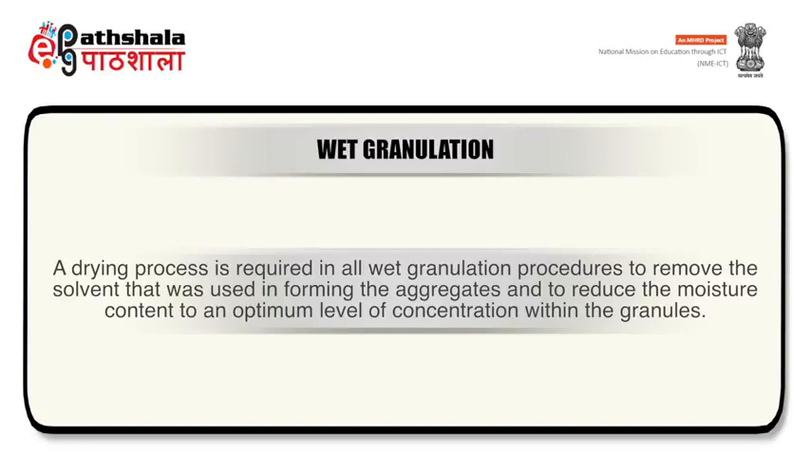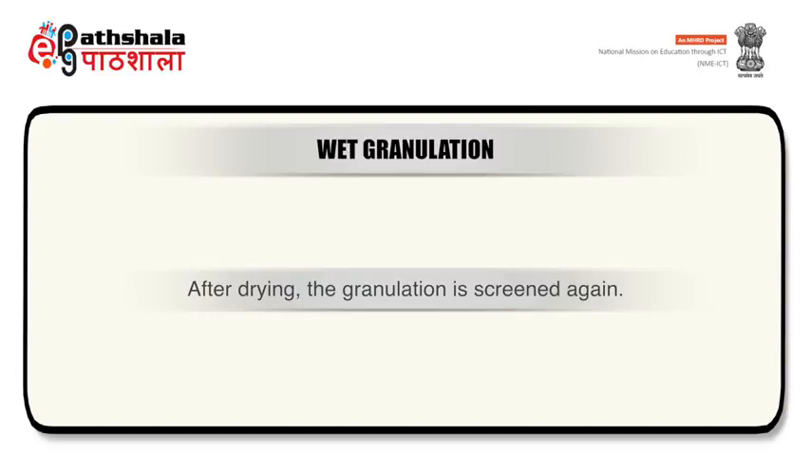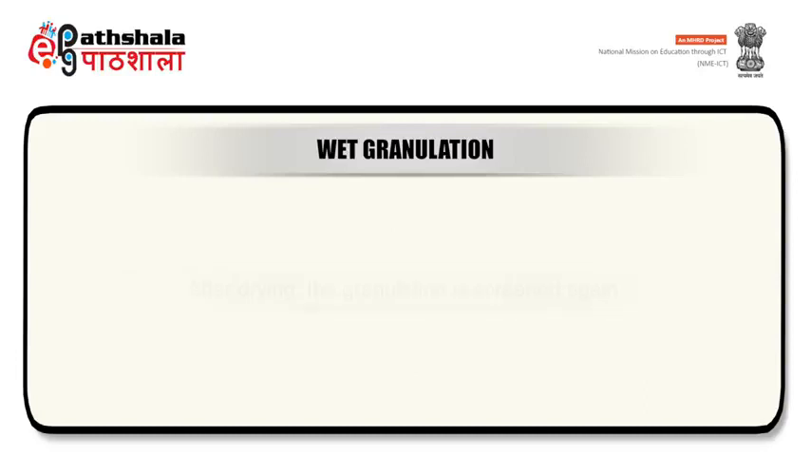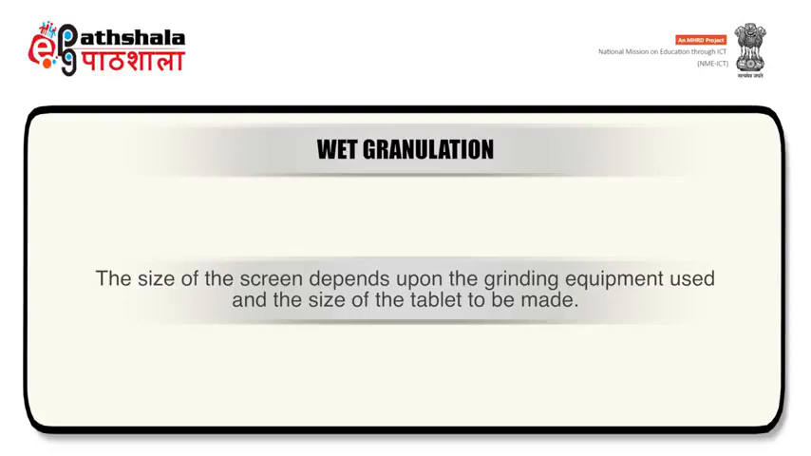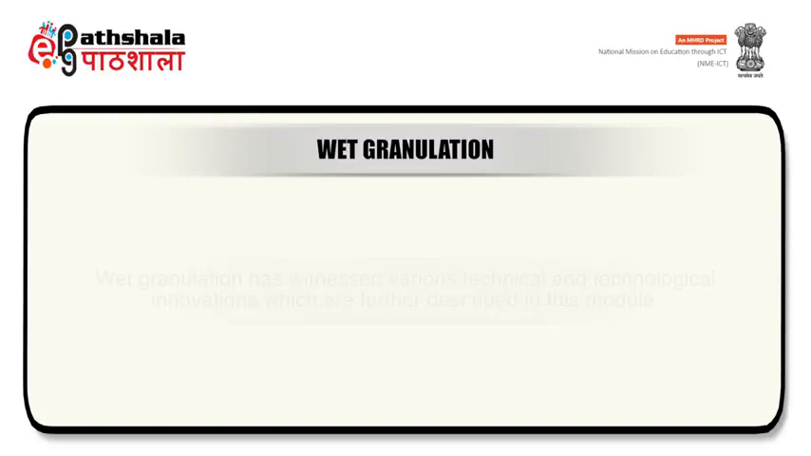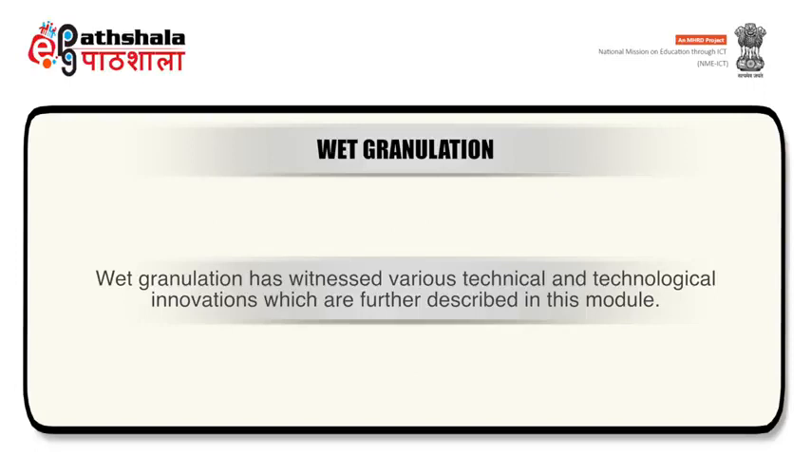A drying process is required in all wet granulation procedures. It removes the solvent that was used in forming the aggregates and reduces the moisture content to an optimum level of concentration within the granules. After drying, the granulation is screened again. The size of the screen depends upon the grinding equipment and the size of the tablet to be made. Wet granulation has witnessed various technical innovations which are further described in the module.